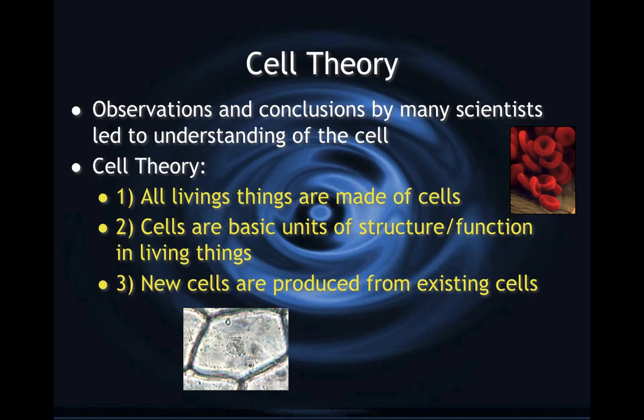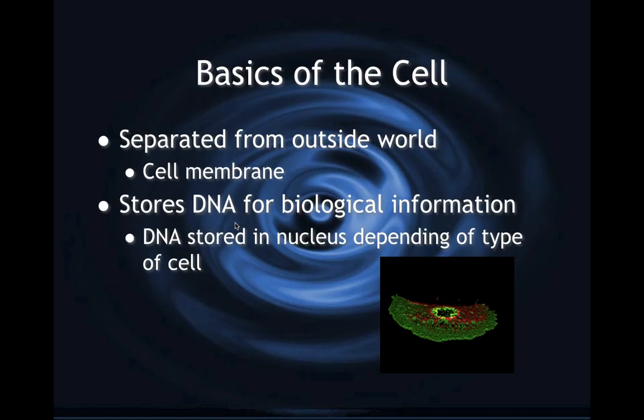Okay. Let's do it again. All living things are made of cells. Cells are the basic units of structure and function in living things, and new cells are produced from existing cells. Okay. So what is a cell? Well, a cell is something that is separated from the outside world by a cell membrane, and it needs to store DNA for biological information.